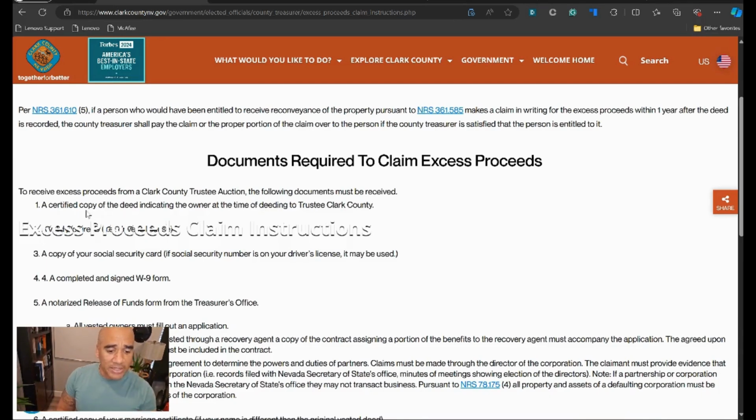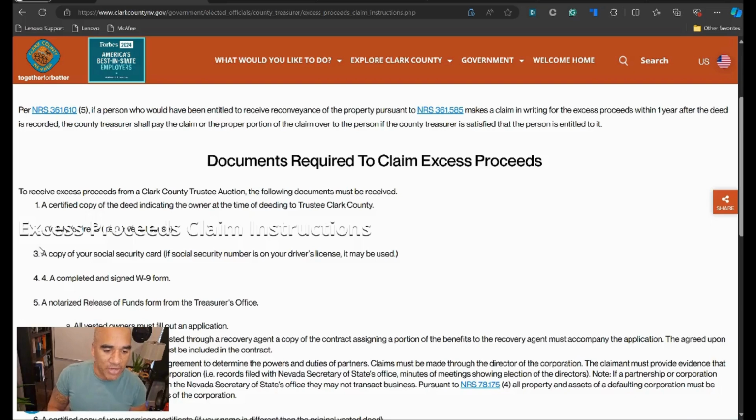When you're looking at this, it talks about having a certified copy of the deed indicating the owner at the time of the deeding of trustee Clark County. What we have here is our list of things you need to process the claim. You need a certified copy of the deed that indicates the owner at the time of the deeding of trustee Clark County. They just wanted to make sure that you got all the right paperwork, which I'll show you guys how to get to, so you can file the claim. They don't want someone with a similar name getting somebody else's money.